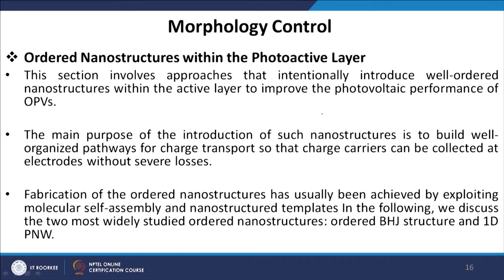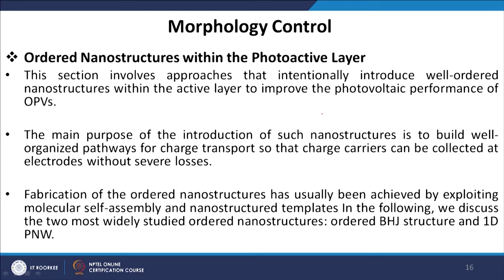Now, another aspect of this is ordered nanostructures within the photoactive layer. This strategy involves intentionally introducing well ordered nanostructures within the active layer to improve the photovoltaic performance of the OPVs. Whenever we talked about the photoanode, I said that we have used a flat geometry, but we can also use curvatures in these things. We can also make different kinds of patterns on the substrate.